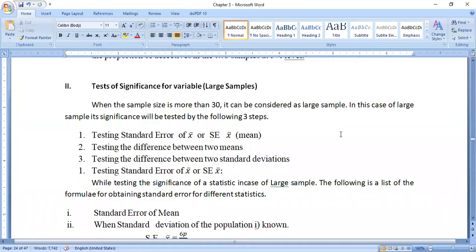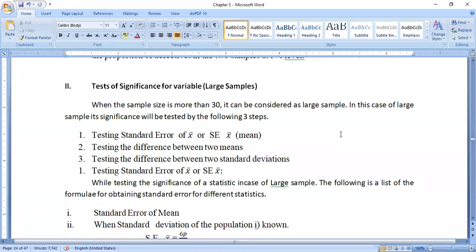Listen here. Test of significance for variables, large samples. This is the second method in hypothesis testing. Already we completed the first method. In the first method, 3 topics we covered. In this class, we are going to see how many topics are there in this method.